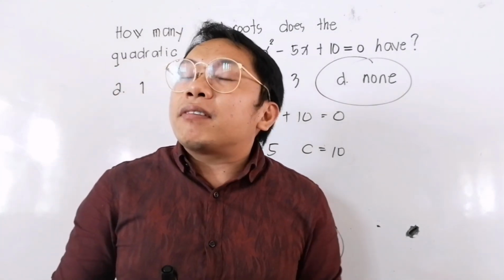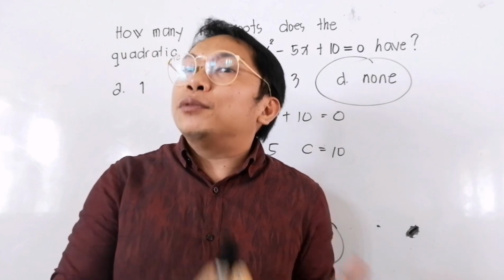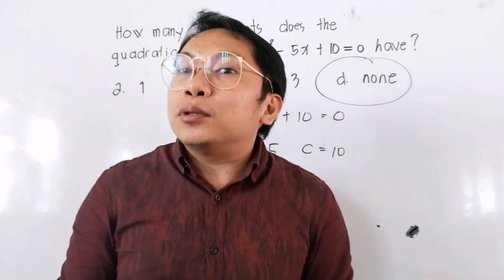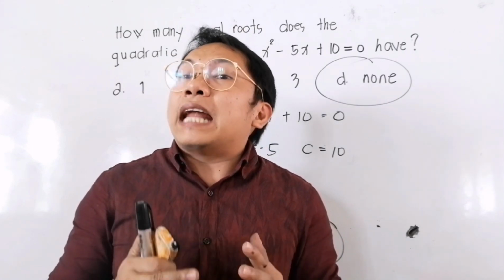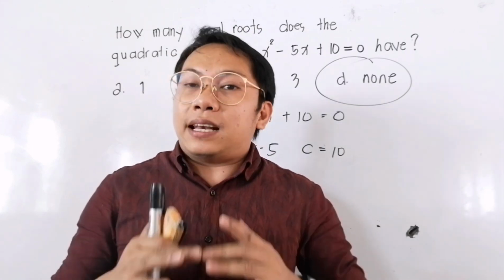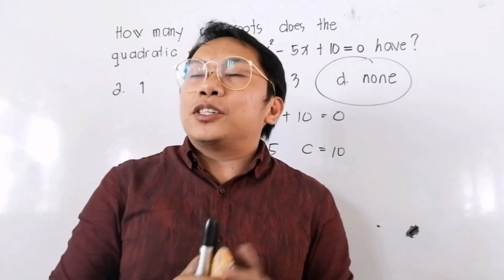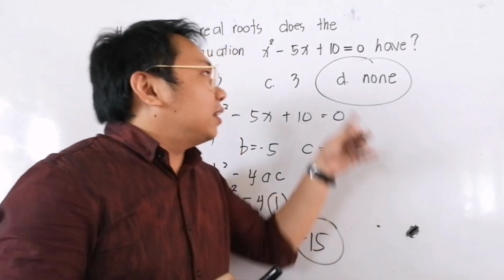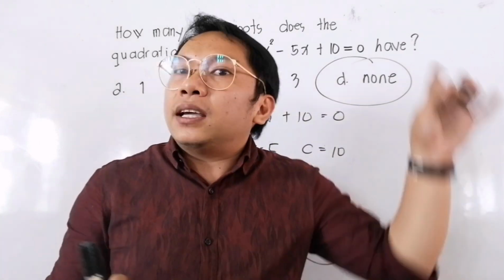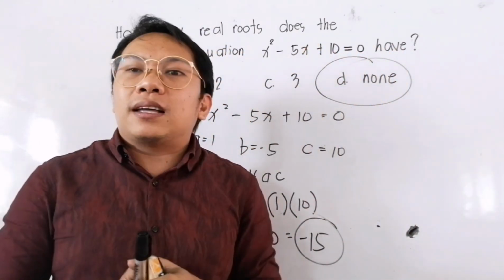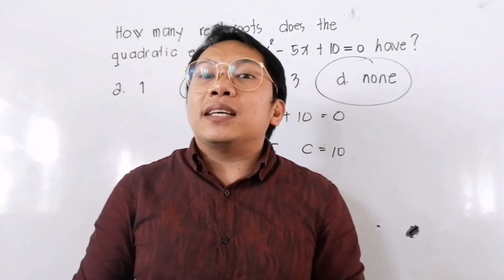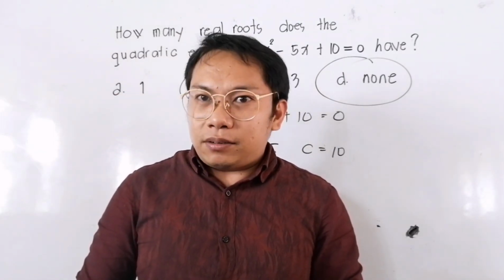Again, there is a difference when you have how many roots and how many real roots. The number of roots can either be real numbers or imaginary numbers. So the answer here is letter D, in this given quadratic equation, x squared minus 5x plus 10 equals 0.